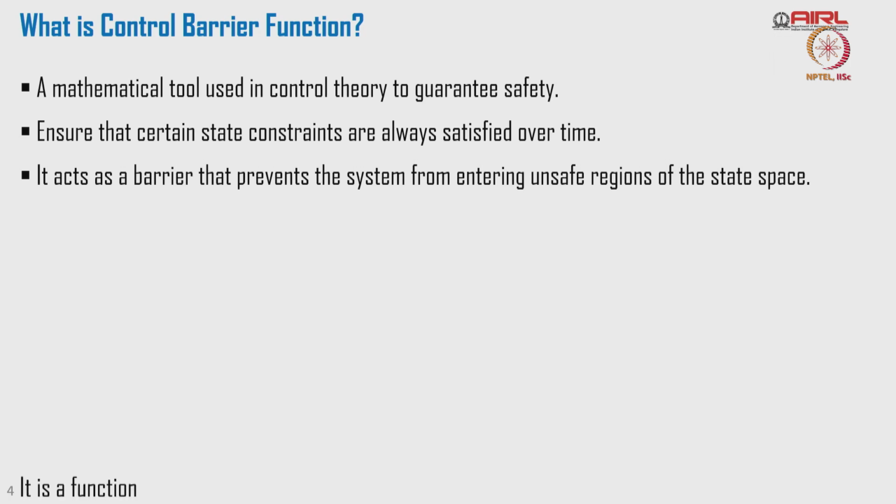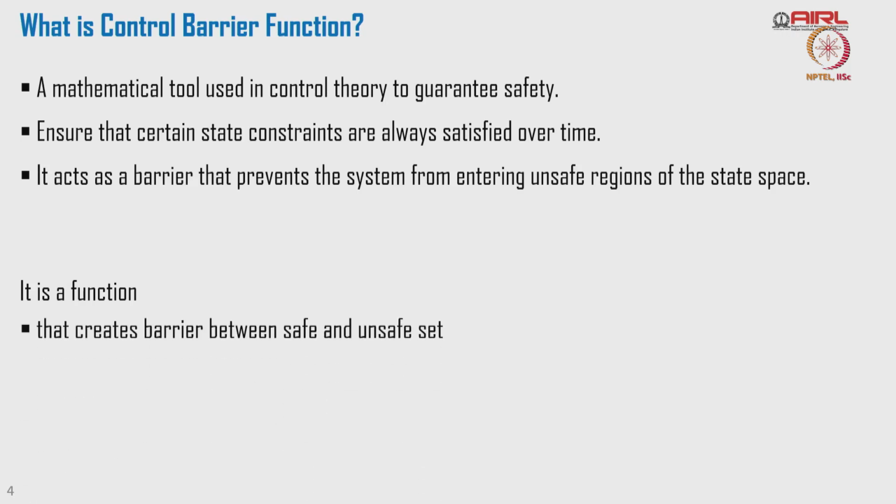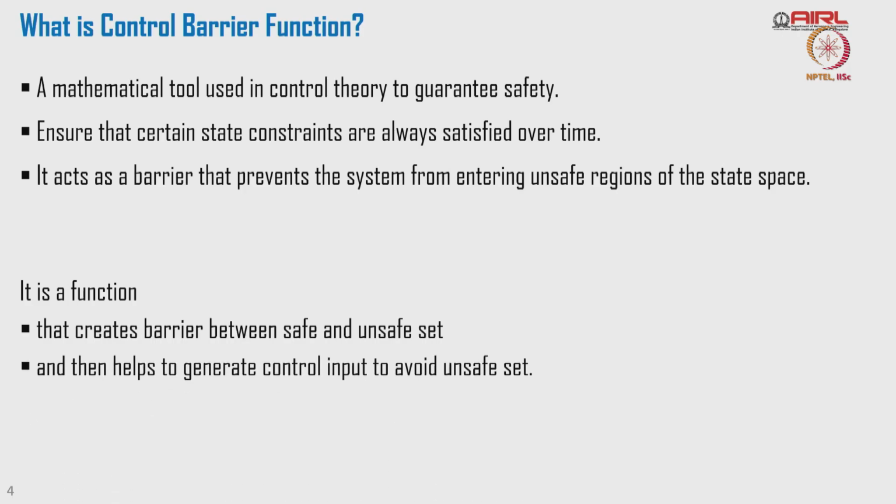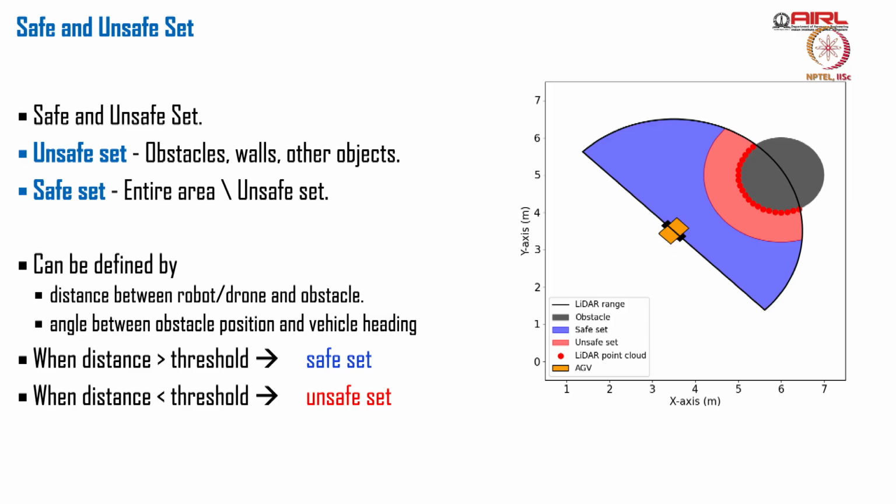Okay, so if we want to summarize, we will say that it is a function that creates a barrier between the safe and unsafe set or region, and then helps to generate control input to avoid the unsafe set. That means it will algorithmically or mathematically develop the control inputs for which the vehicle or drone will never enter the unsafe set. Okay, let us define safe and unsafe set now. For a drone, what is the unsafe set? It is a set that constitutes obstacles, walls, say electric poles, buildings, etc.